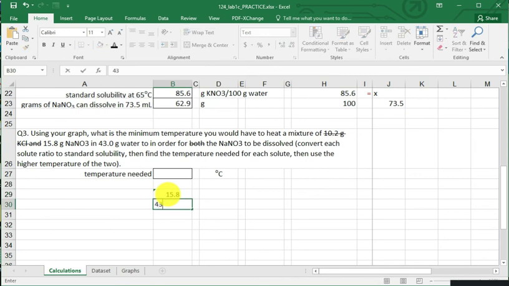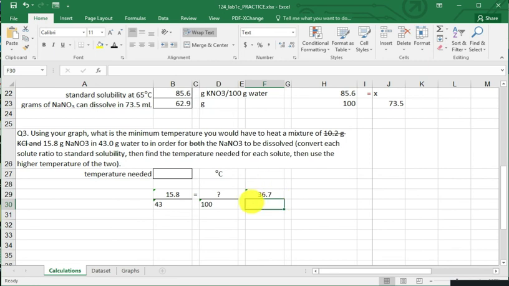Okay, so I have 15.8 grams in 43 grams of water. But I want to know how many grams that is in 100 grams of water. So I'm really setting up a proportion and I'm solving it. Here, I'll make them pretty, look like they're actual graphs. Okay, so if I want to know what the standard solubility is, it's going to be 15.8 divided by 43. I multiply both sides by 100 to get rid of it from this side. And I have 15.8 divided by 43 times 100. I get 36.7.